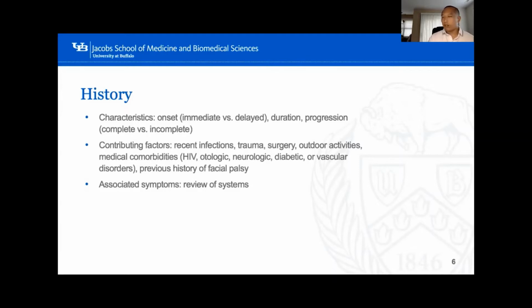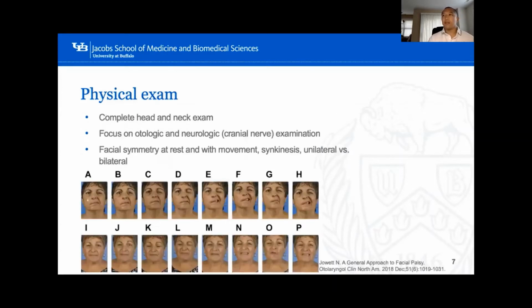And then the other component that's very important is a physical exam. So you want to do a complete head and neck exam. Of course, we're going to be focusing on the otologic exam as well as your neurologic exam, including the cranial nerves. I'll say that if you have a facial palsy and then you notice a bunch of other cranial nerve deficits, you probably think something's going on intracranially, or some cancer is spreading terribly.